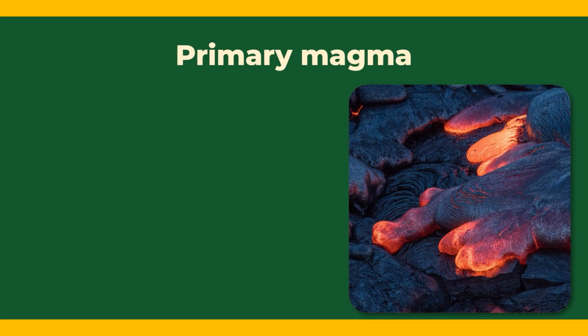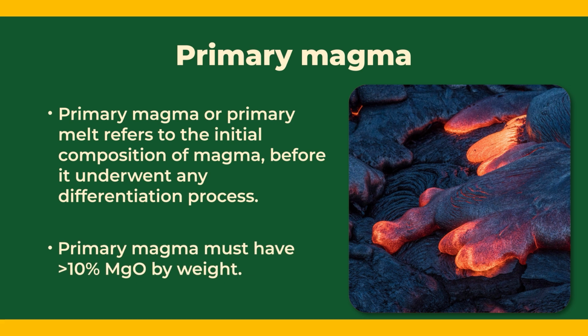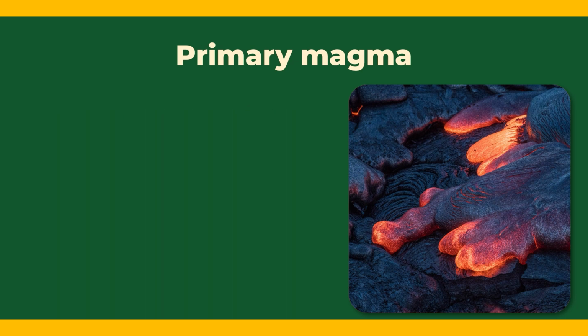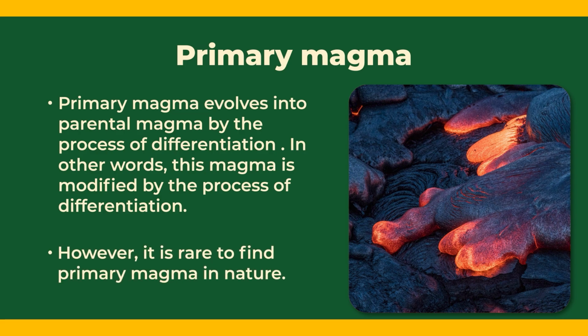Now what is primary magma? Primary magma or primary melt refers to the initial composition of the magma before it underwent any differentiation process. Primary magma must have more than 10% magnesium oxide by weight, and primary magma evolves into parental magma by the process of differentiation. In other words, this magma is modified by the process of differentiation. However, it is very rare to find primary magma in nature.